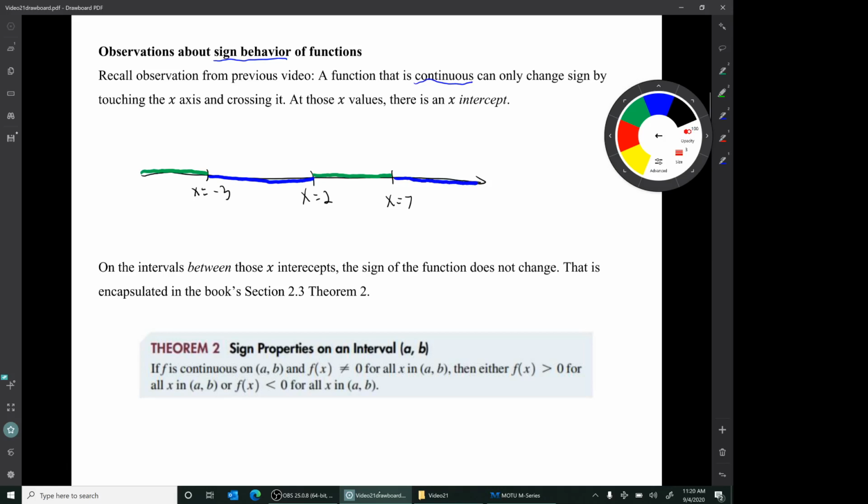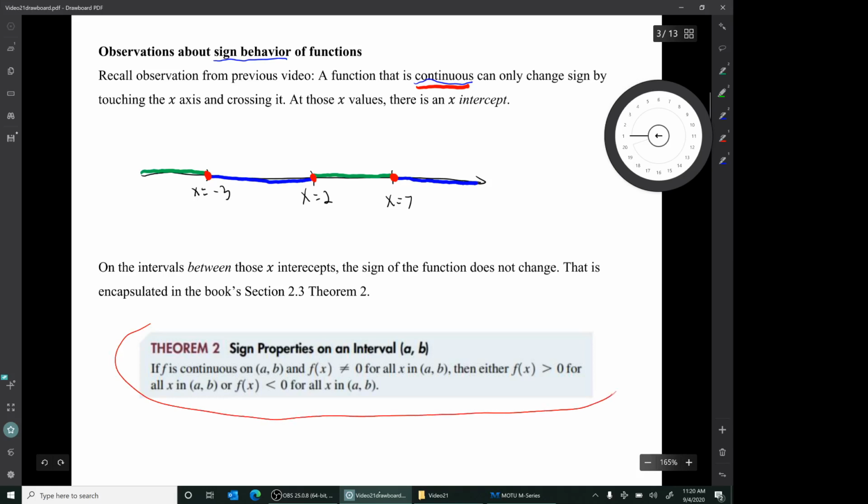Well, since the function was continuous, we knew that the only way that the function could go from having positive y values to negative y values was to touch the x-axis and cross it. So we knew that there had to be x-intercepts at these three x values. That's encapsulated in this theorem in the book, Theorem 2, about sign properties. If you have a function that's known to be continuous, and if the function does not equal 0 anywhere on some interval, then either the function is going to have positive y values for the whole interval, or it's going to have negative y values for the whole interval.